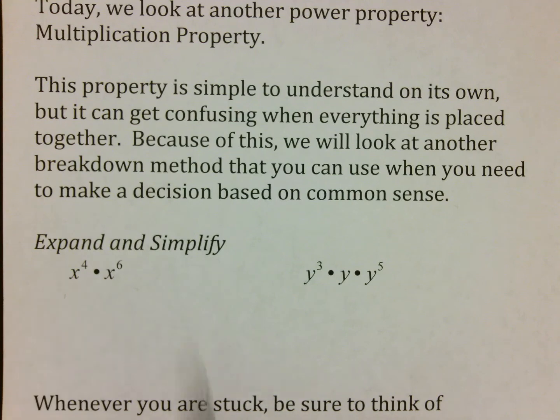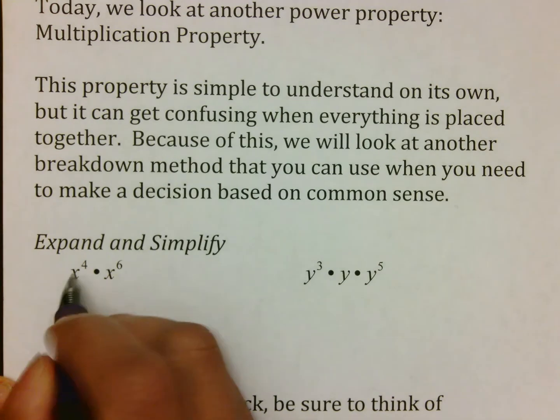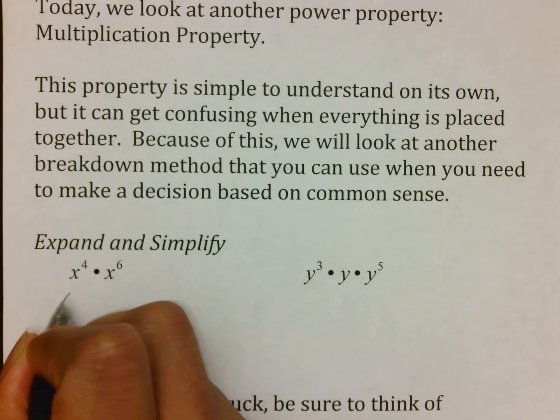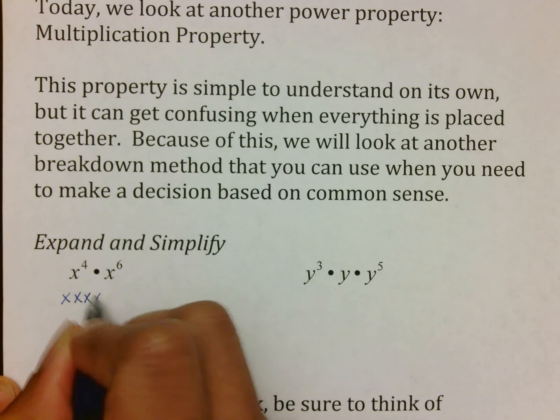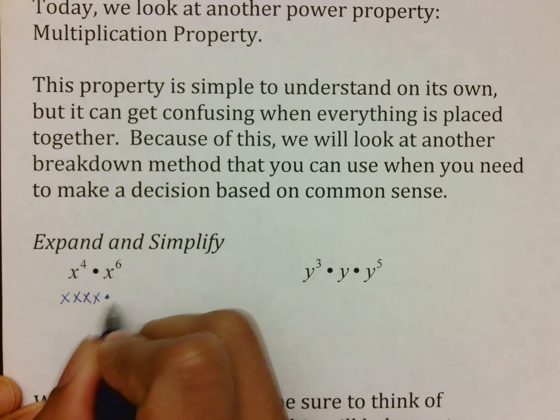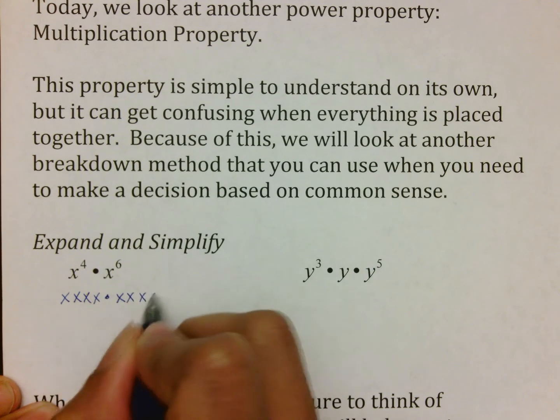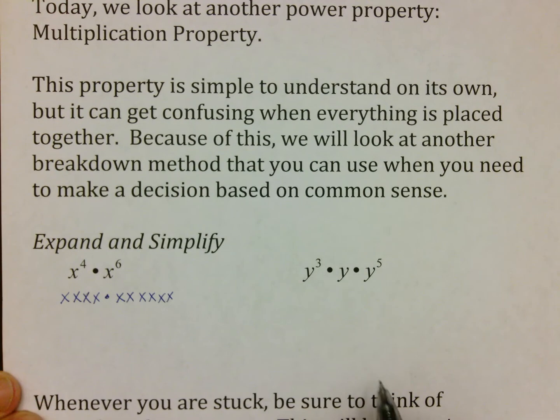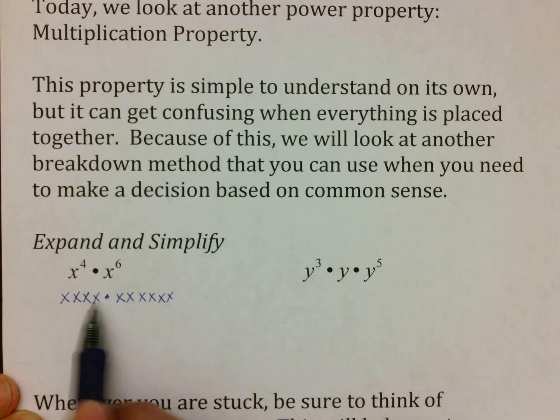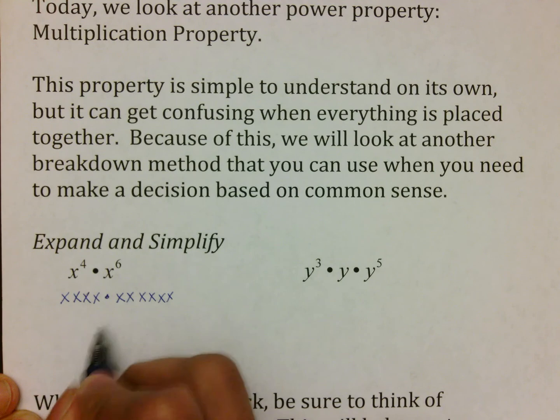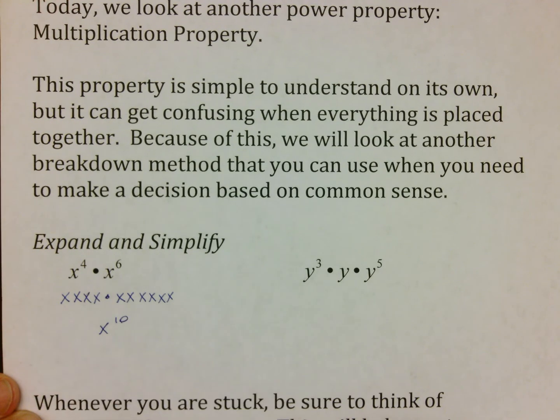You have x to the fourth times x to the sixth, and there actually is a question like this in your Math XL, where all you have to do is take the x to the fourth, and remember that this represents 4 x's, and multiply by this, which is 6 x's. And if you simplify that back into one group, you have 1, 2, 3, 4, 5, 6, 7, 8, 9, 10 x's, which is your final answer.